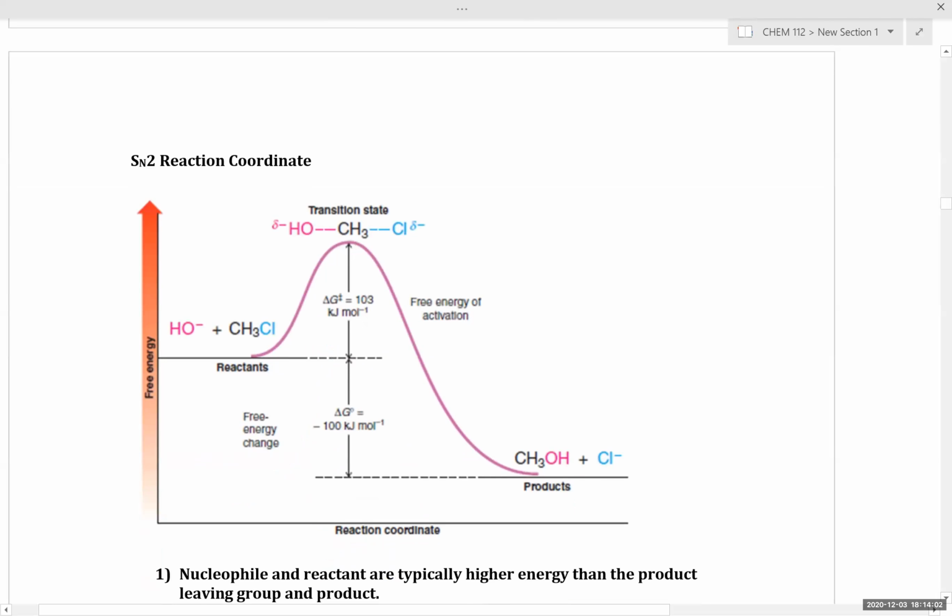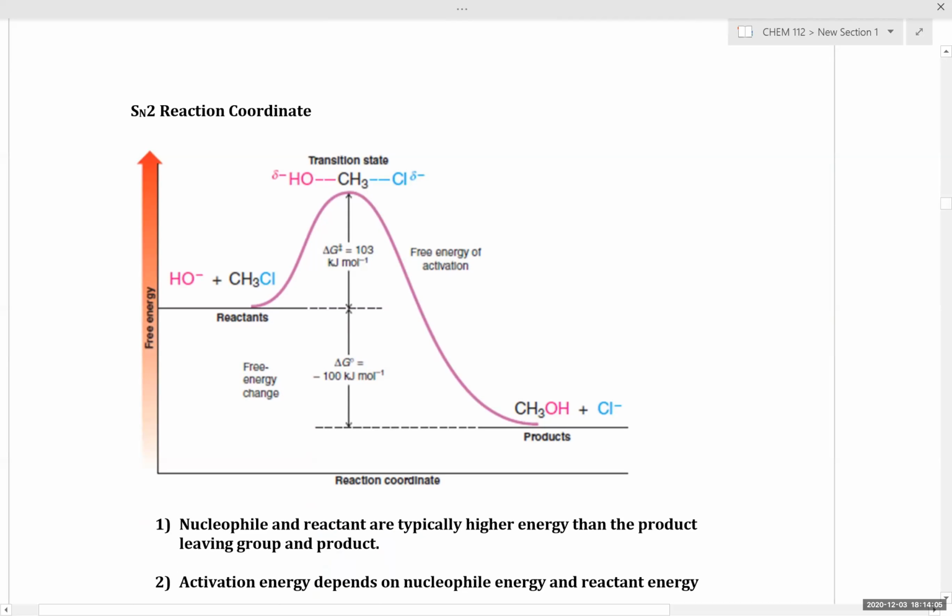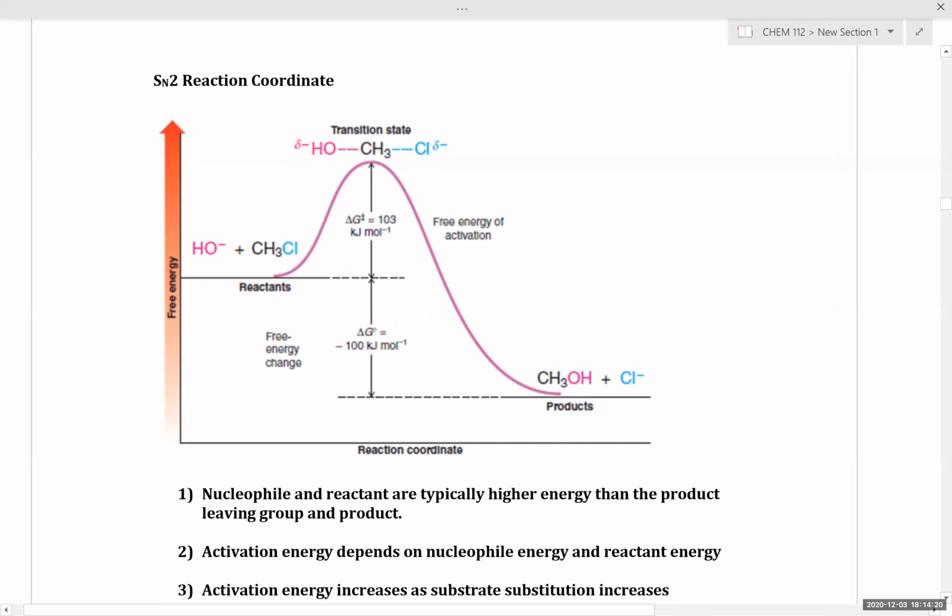Okay, so let's now look at the reaction coordinate, and we're going to look at the effect of modifications of our substrate, nucleophile, and solvent through this reaction coordinate. There are a few main features that I want you to note for this SN2 reaction. First, it occurs in a single concerted step, right? There's just a single concerted step.